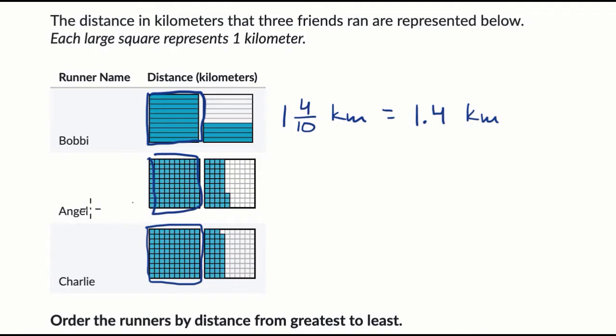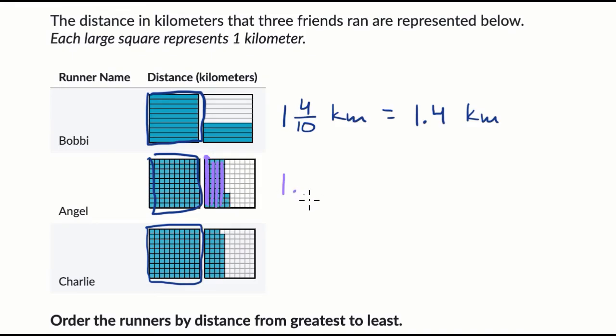Now let's go to Angel. Angel is 1 and how many? Well, this is actually broken up into hundredths because each of those tenths has now been broken up into 10. But we can see that this whole thing is 1/10. Then we have 2/10, then 3/10, 4/10. Or another way you could think about it, that's 40 hundredths right there. And then we have 3 more hundredths. So you could view that as 4/10 and 3 hundredths.